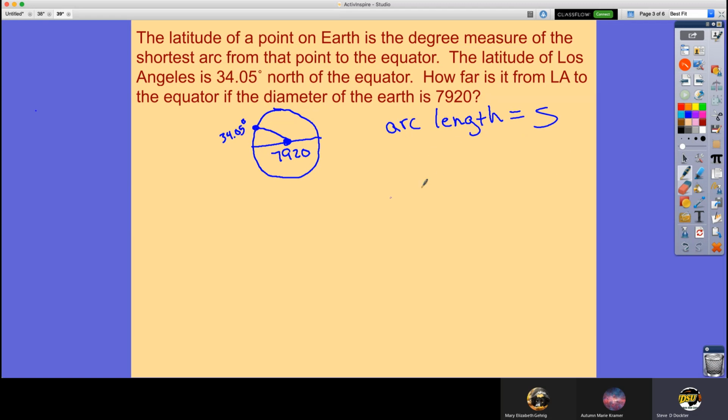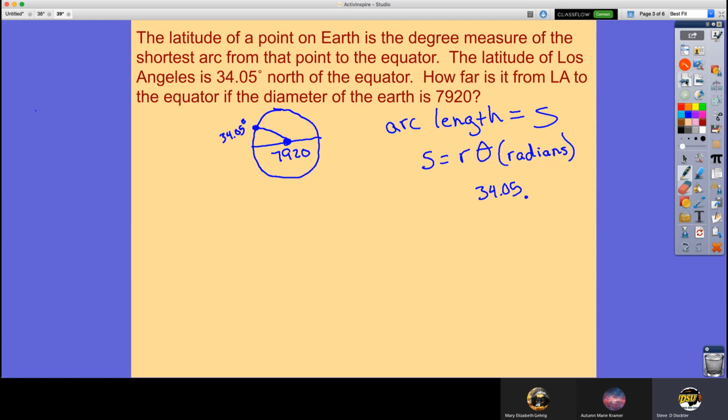And to find this arc length, there are two different ways to do it, but the simplest equation is S equals R times theta. And theta is always in radians. So if you want to use this equation, you're totally fine in doing it, but you have to make sure that your angle measurement is in radians. So this 34.05, we need to change to radians first of all. How do we do that?